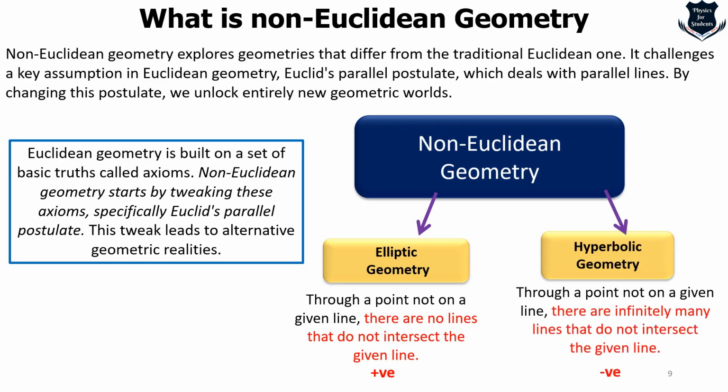The next one is called hyperbolic geometry, and in this type of geometry, through a given point not on a line, there are infinitely many lines that do not intersect the given line, and this type of geometry has what is called a negative curvature. So these are the two broad categories, the elliptic and the hyperbolic, and these have a very deep relation to understanding the mathematics and the physics of, I would say, general relativity, and we are going to look into that in the next part of the video.